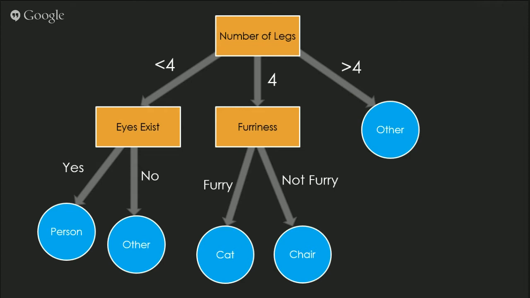Now we've done our training, and now we're able to make predictions about data that we haven't seen before. What's interesting about decision trees specifically is that they're very human readable. So once you generate that model, you can actually look at the model and make meaning of it.